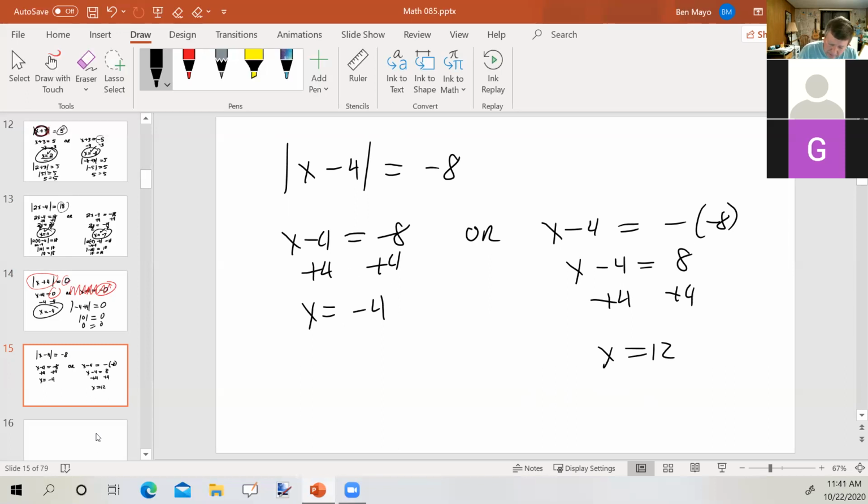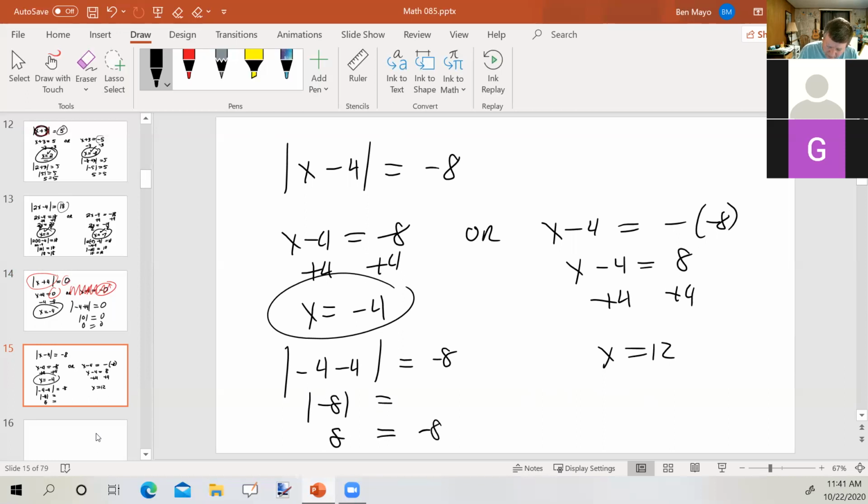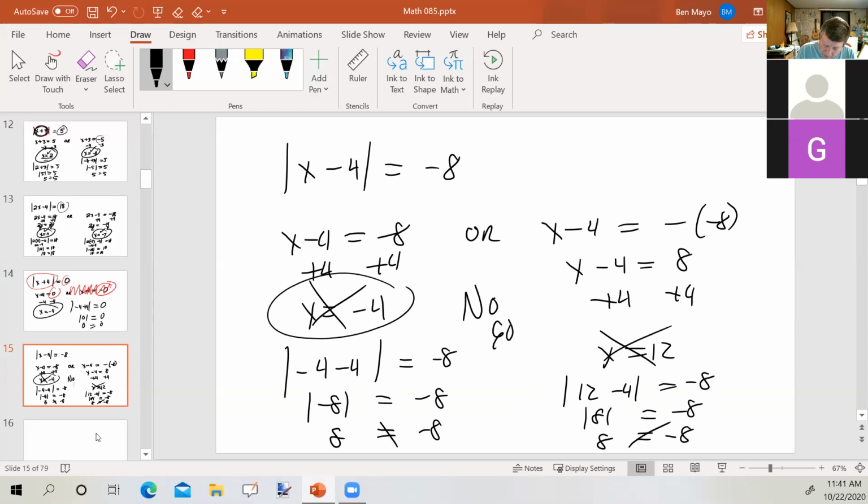Let's check our work. Let's take this answer. We'd have -4 minus 4 equals -8. That is the absolute value of -4 minus 4, which would be the absolute value of -8. What is the absolute value of -8? 8. Does 8 equal -8? No. So that one doesn't work, does it? All right, let's take x equals 12. We would get 12 minus 4, absolute value, equals -8. 12 minus 4 is 8. The absolute value of 8 is 8. 8 doesn't equal -8, so there's no solution.